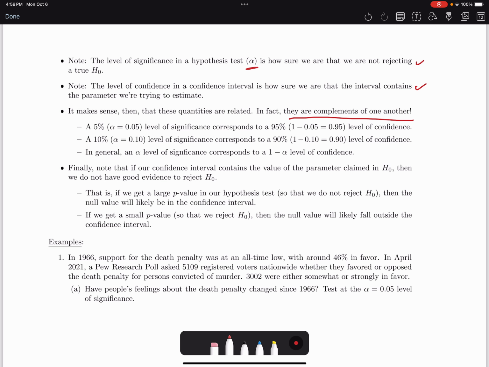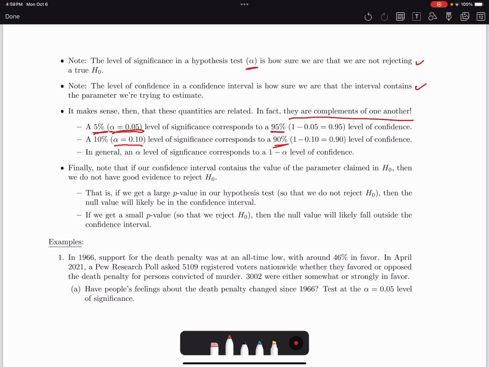So if you're running a hypothesis test at the alpha equals 0.05 level of significance, then the confidence interval that you should construct in association with that hypothesis test would be a 95% confidence interval, okay? 100% minus 5% is 95%, right? Similarly, if you're running a hypothesis test at the 0.1 level of significance, 0.1 is the same as 10%, right? So the corresponding confidence level would be 90%, okay?